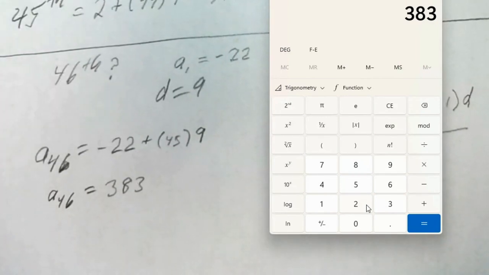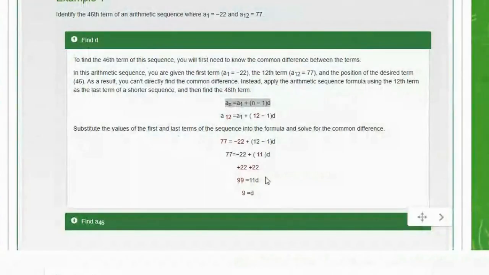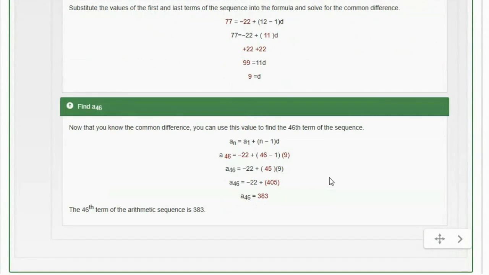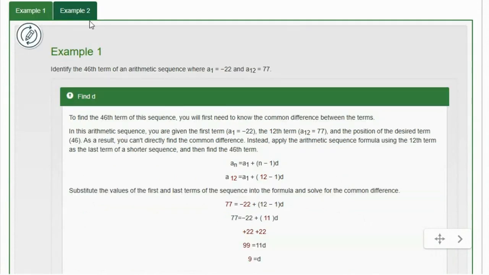So we had to do a little work to find the common difference. But it should be 383. There it is, 383. That was a good starting example here. Let's look at example 2.